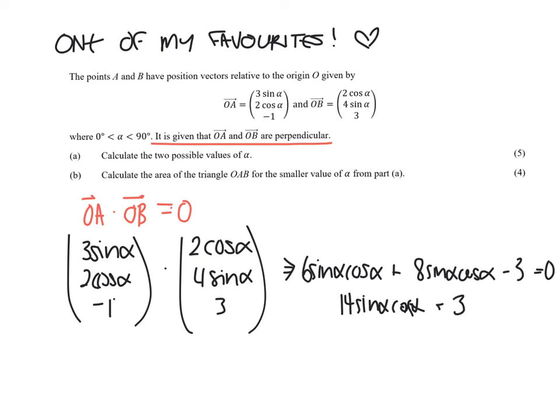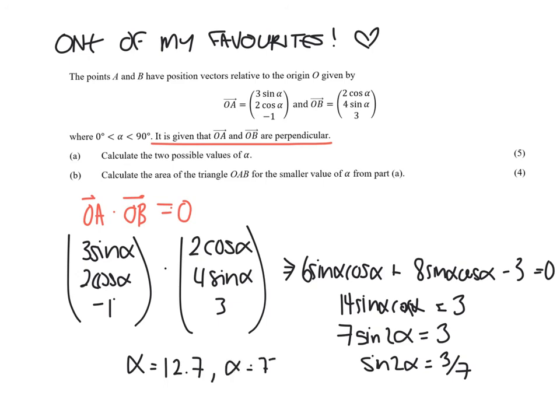equaling 3. Now, to solve that, hopefully you've spotted that that is the double angle formula for sine, but 7 times too big. So this is 7 sine 2 alpha here, equaling 3, in which case sine 2 alpha is 3 over 7. Solving this equation gives us the values alpha equals 12.7 and alpha equals 77.3, and of course you'll want to show some working when you write down your answer.